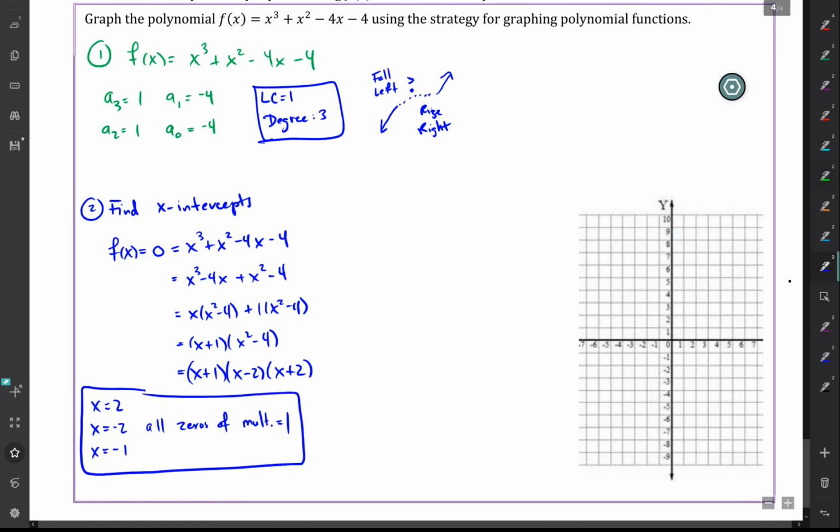So what I know is that I have a 0 here, I have a 0 at negative 2, and I have a 0 at negative 1, and each time I just pass through the x-axis. So this is always just passing through.